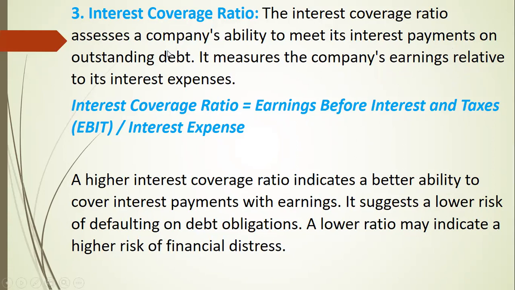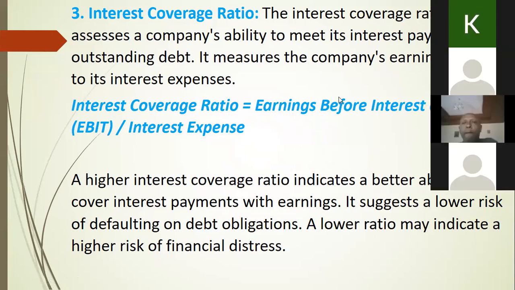So this one just measures the ability to pay your interest. If it is high, it will mean there's a lower risk of not paying your debt obligations. But if it is low, it means there's a higher risk of financial distress or discomfort. So there will be some financial limitations, because your debt obligations are very high compared to your earnings.